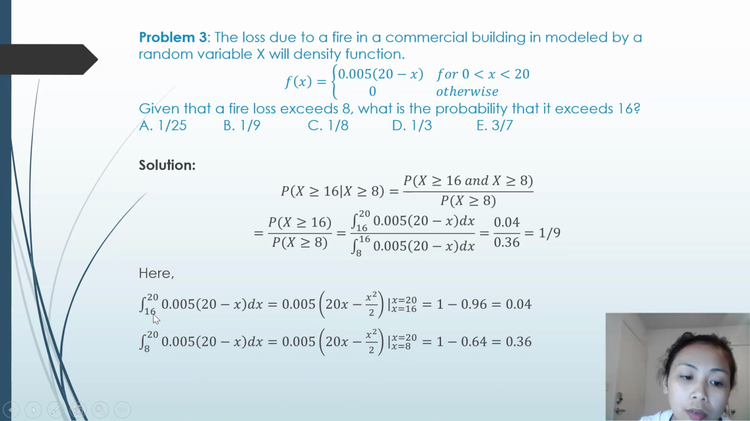For the first probability, we integrate from 16 to 20. The antiderivative of 20 is 20x, the antiderivative of x is x squared over 2, and we consider from 16 to 20. So the answer is 0.04 for the first integral. For the second integral, we integrate from 8 to 20. It is similar, but the only difference is that we consider different intervals. So 1 minus 0.64 is 0.36, and then we bring the 2 to the top, and we have 0.04 over 0.36, which is 1/9. So 1/9 is the answer.